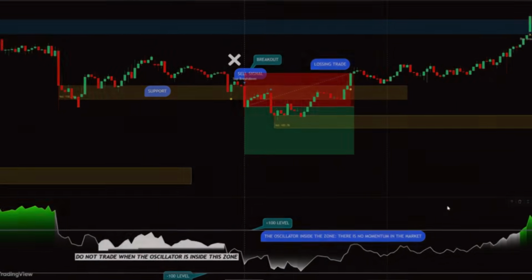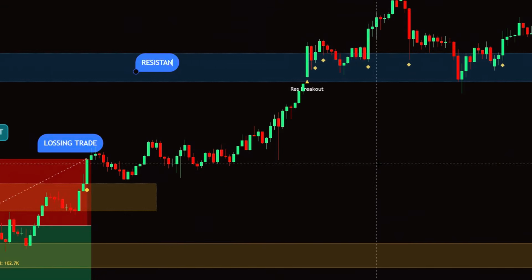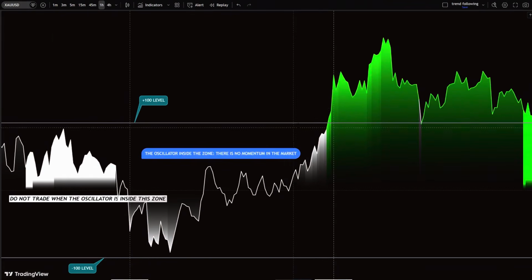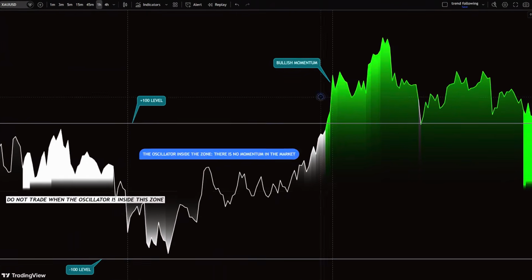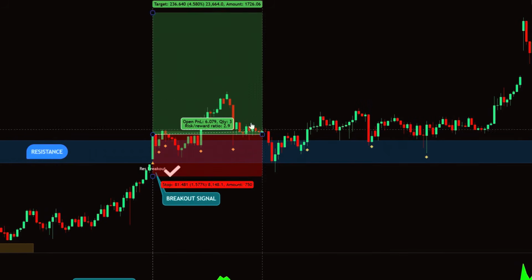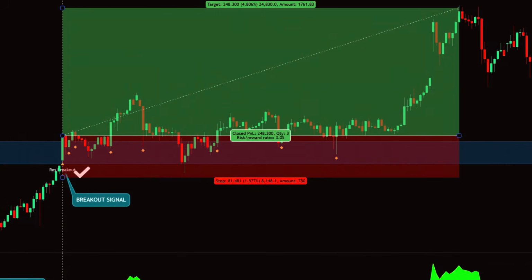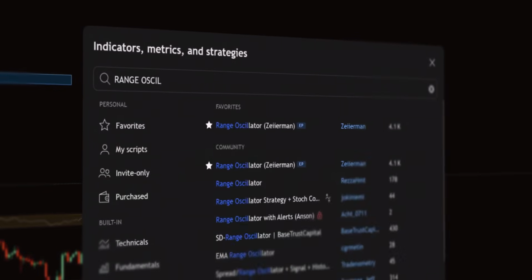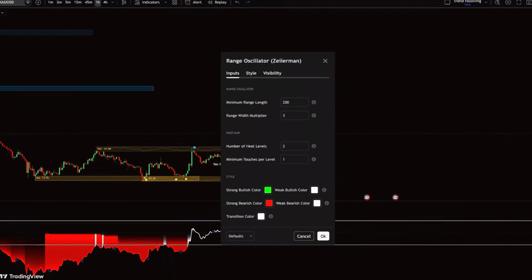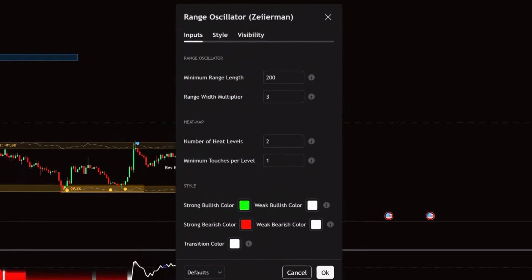Now let's move to the next example. Here we have a resistance zone. Price breaks above it and gives a bullish breakout signal. Now look at the oscillator again. This time it's green and trading above the upper level. That tells us bullish momentum is present, so the breakout has much stronger confirmation and the long setup becomes much more attractive. Now, the oscillator you've been seeing below the chart is called the Range Oscillator by Zeiierman. And here are the optimized settings I used together with the support and resistance strategy.